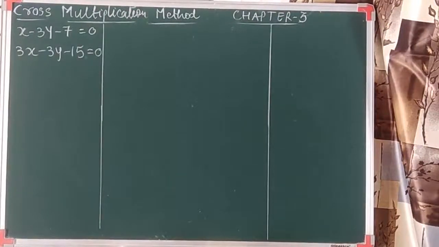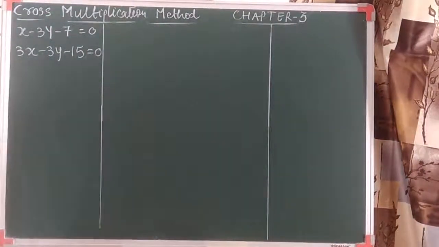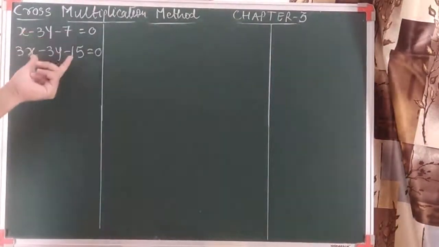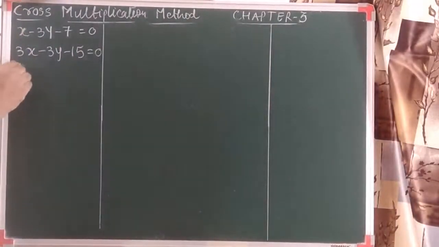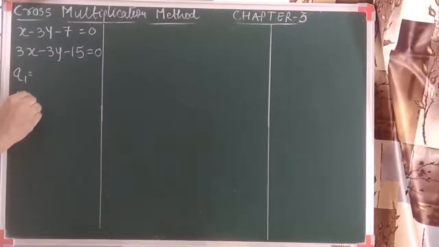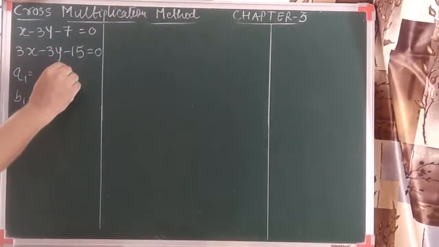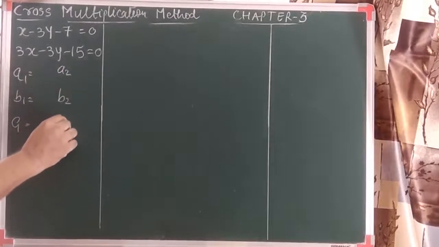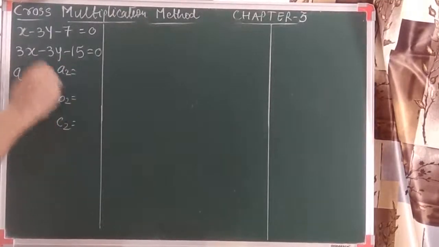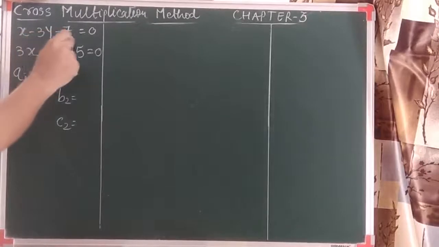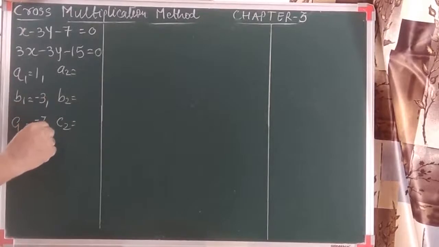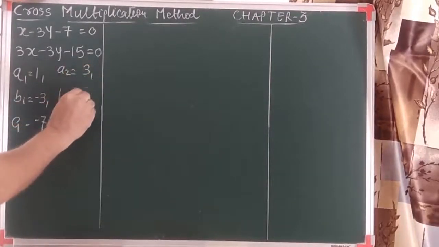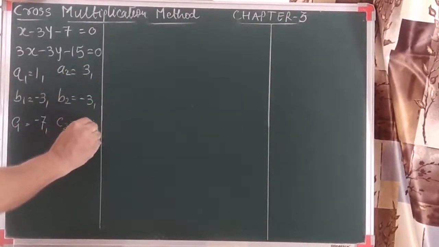Let's see one more question, to find out the solutions by using the cross multiplication method. So again the first step is that we require the equation in the standard form, which is already given. So now let us write down the coefficients a1, b1, c1 and a2, b2, c2. So the coefficients of x, y and constant for equation 1 are -1, -3 and -7, while for equation 2 they are 3, -3 and -15 respectively.